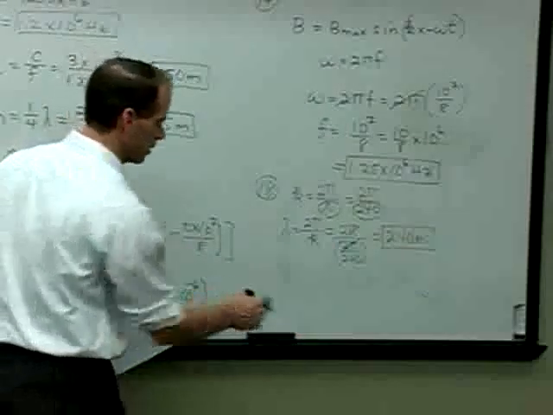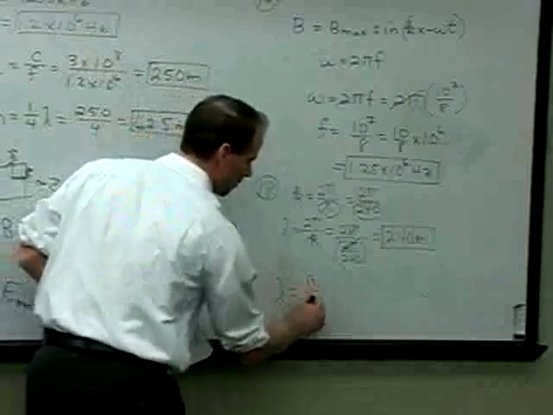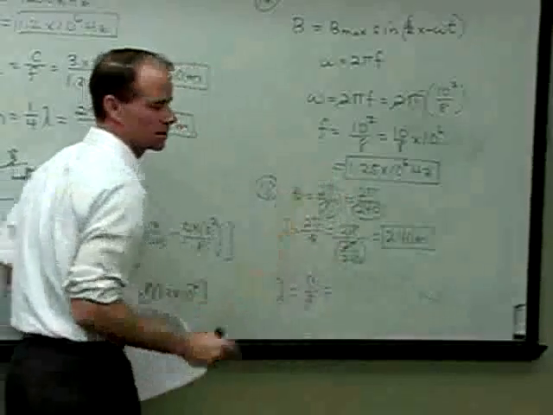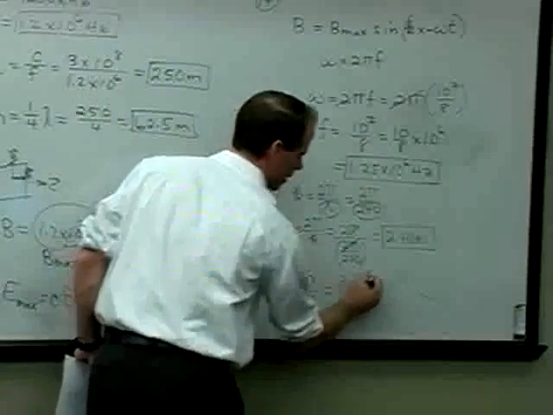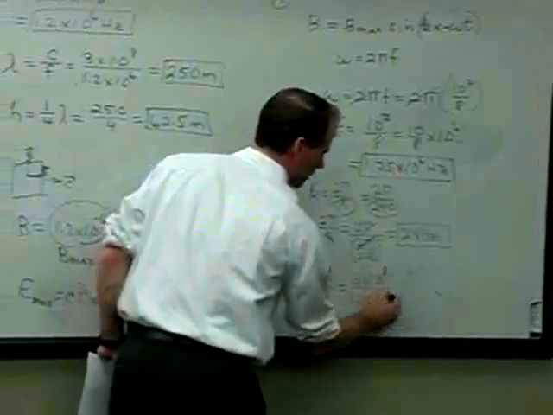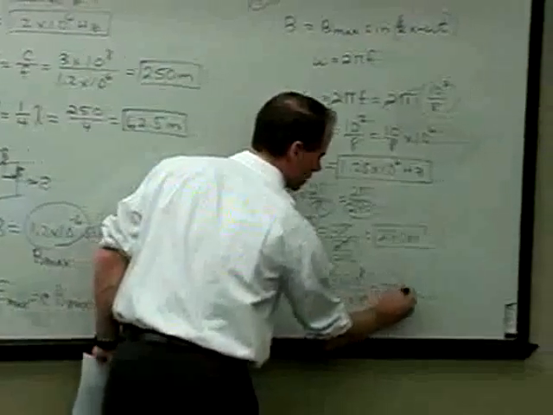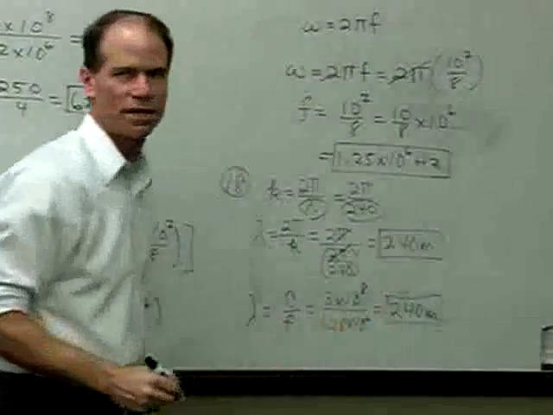The other way to do it is to say that the wavelength is equal to the speed of light divided by the frequency. We just got the frequency on the previous problem. So that would be 3 times 10 to the 8 divided by 1.25 times 10 to the 6. That also gives us 240 meters for the wavelength.